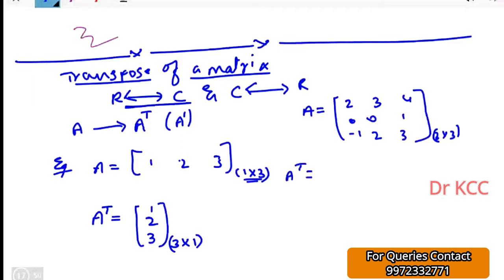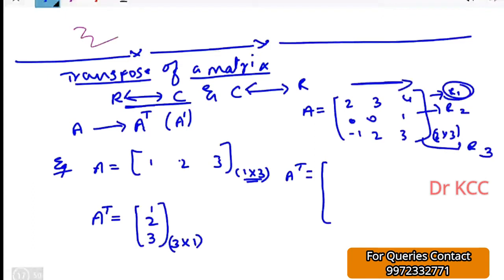Transpose is nothing but changing rows into columns or columns into rows, whatever it might be. Now we'll take one by one. First, let us mark this as row 1, row 2, and this is your row 3. Now change row into column. Make this row a column. 2, 3, 4. This was a row, but I'm writing it as a column. In the same way 0, 0, 1, then minus 1, 2, 3.